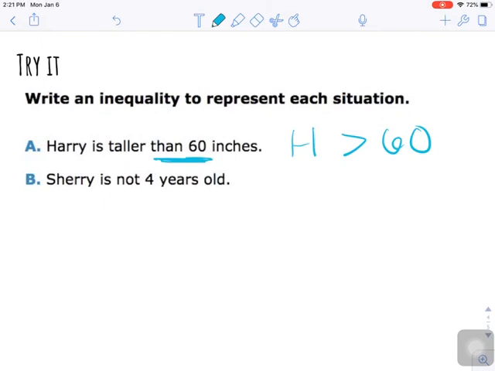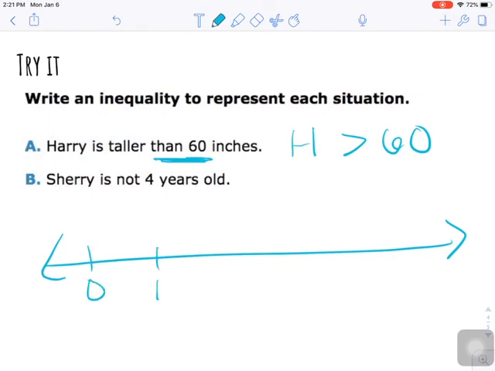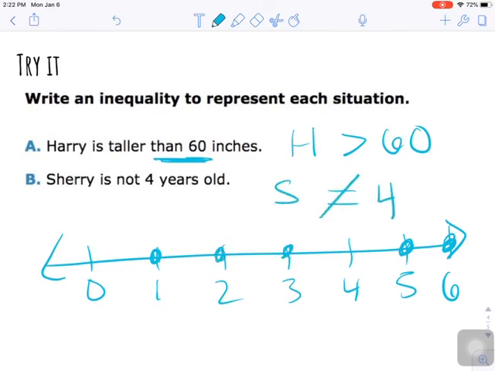And then our last one, Sherry is not 4 years old. So remember our last one that we did, if she wasn't 4, she could be 6, she could be 5, but she could also be 1 or 3 or 2. So I'm just going to say Sherry is not 4 years old.